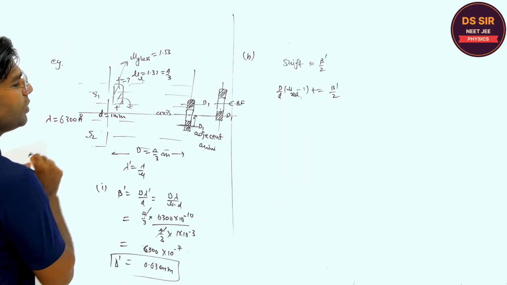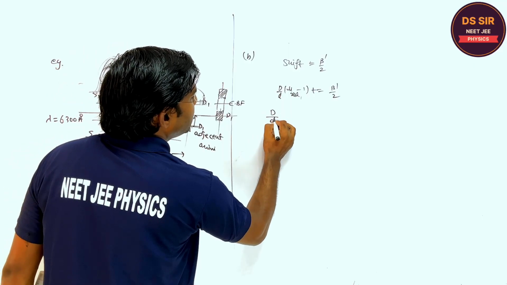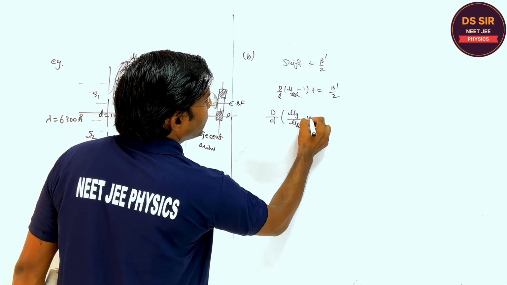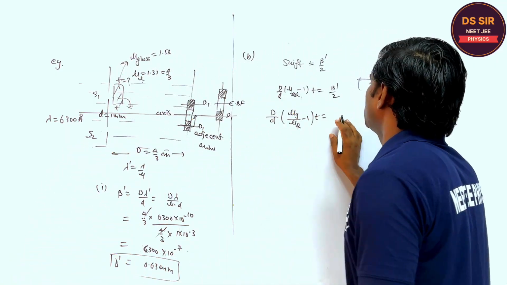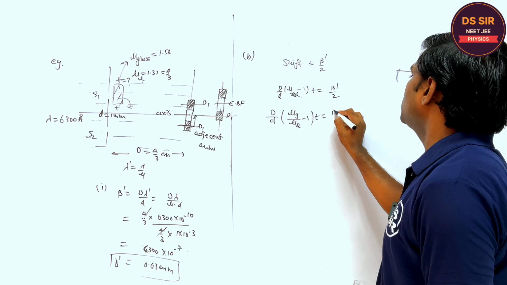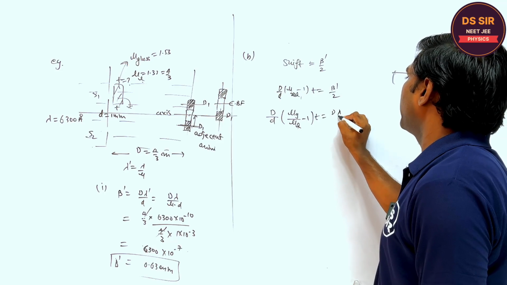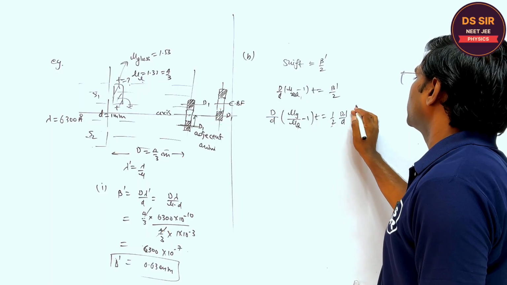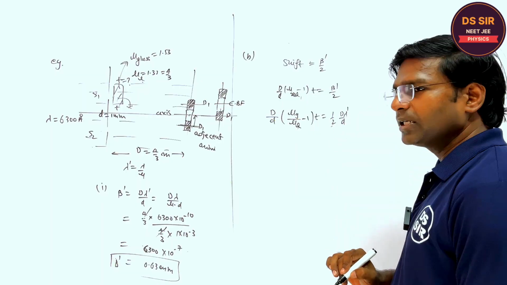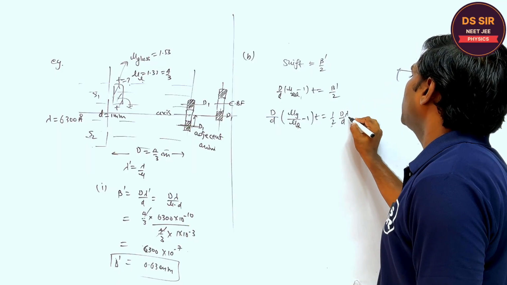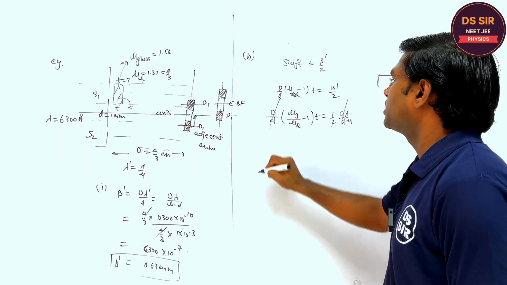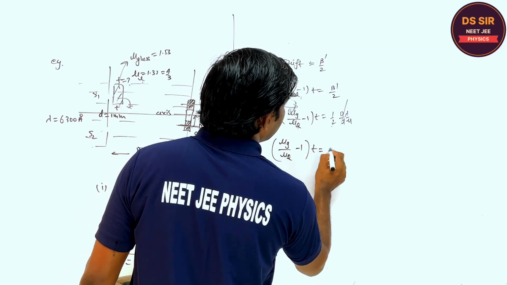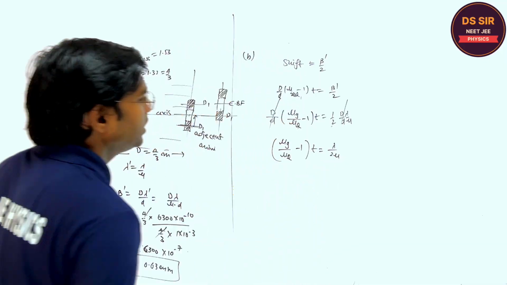If it is placed in a liquid, the shift is D upon D, (refractive index of glass over refractive index of liquid minus 1) into T, which is equal to beta dash. What is the beta? Beta is 1 by 2 D lambda over D. But this is the lambda dash, so we have to take lambda by mu. So D by D will cancel out. So (mu G upon mu L minus 1) into T is equal to lambda upon 2 mu. Is it clear or not?